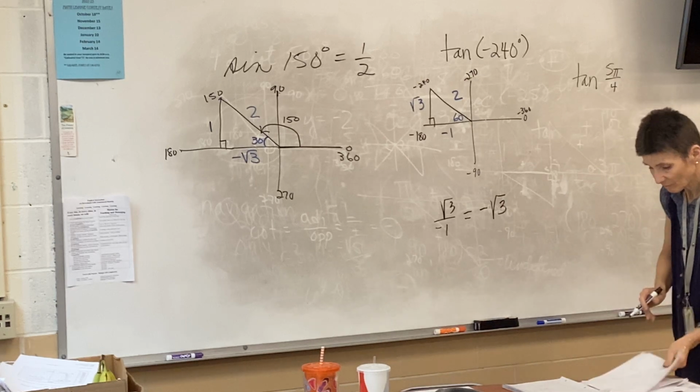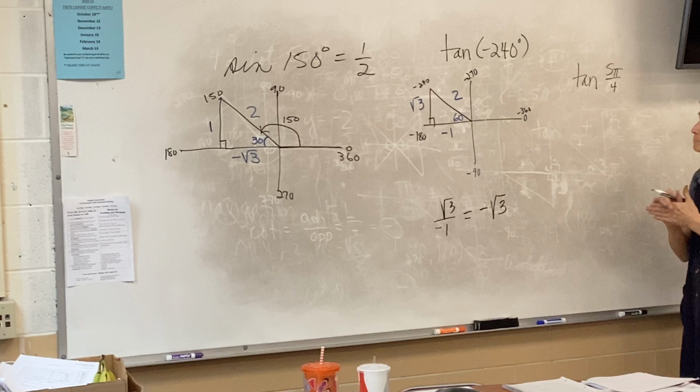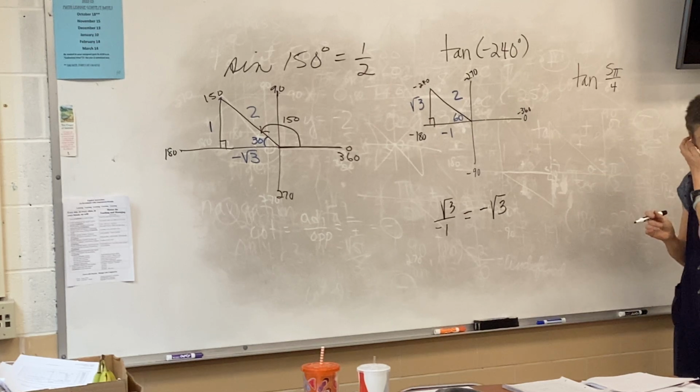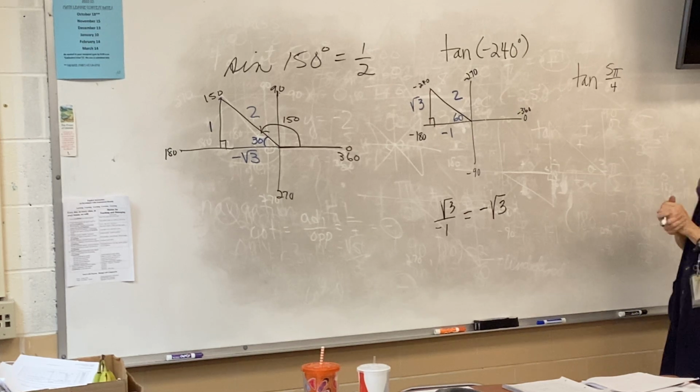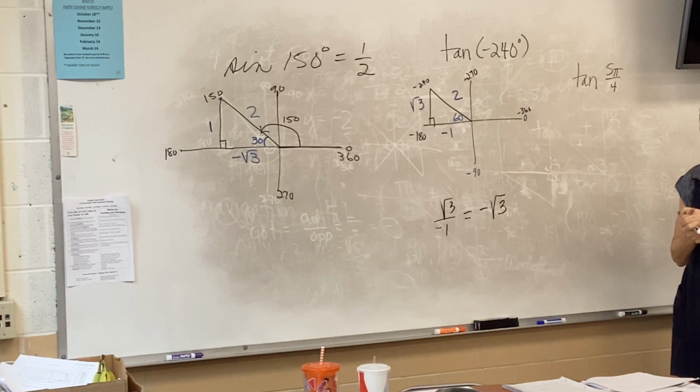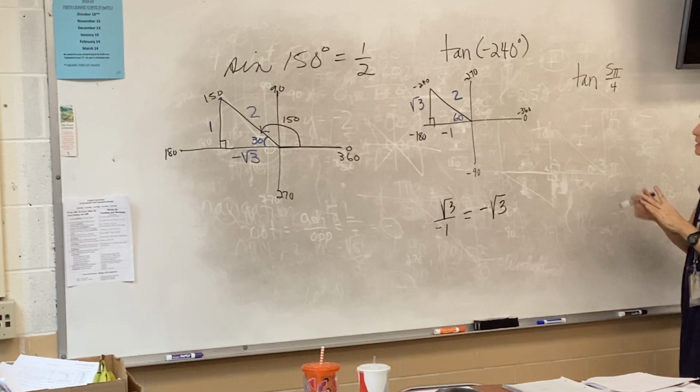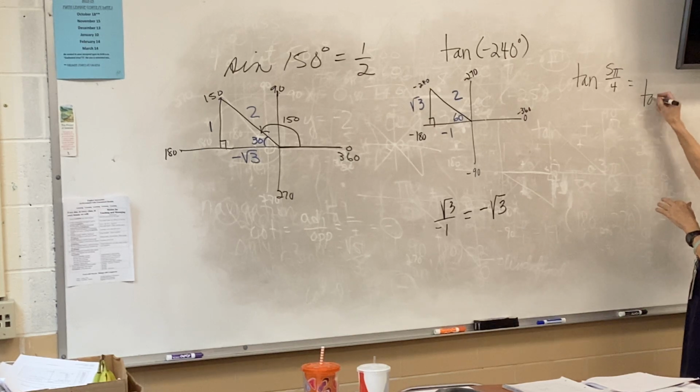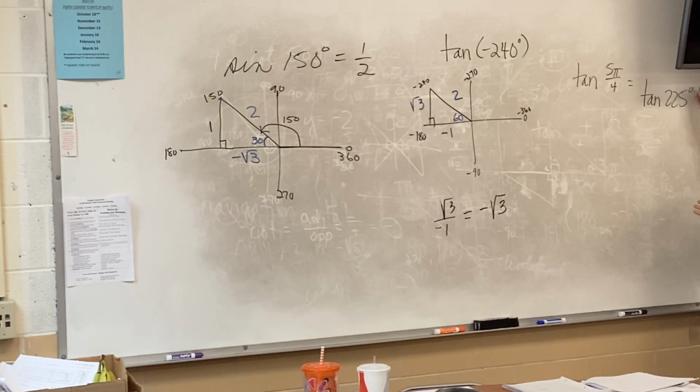Alrighty? Now, I'm not sure, but probably the first thing you'll want to do with this is change it into degrees. So 5 times 180 divided by 4. So that is the tangent of 225. 225 degrees.